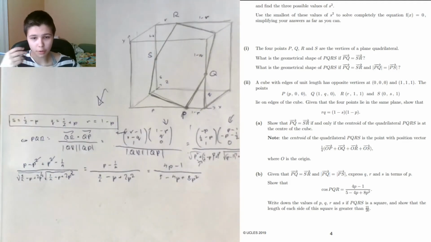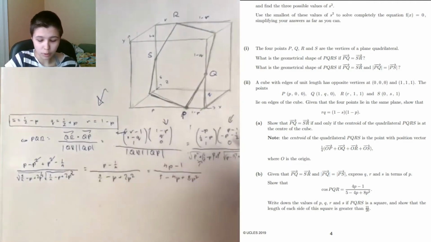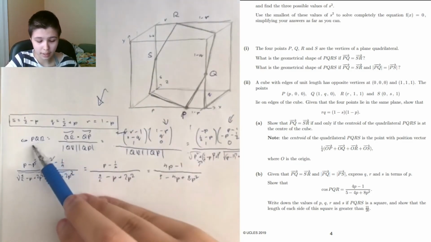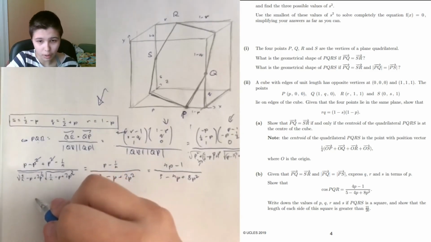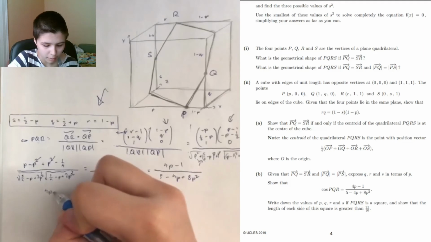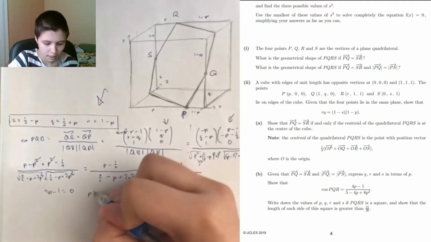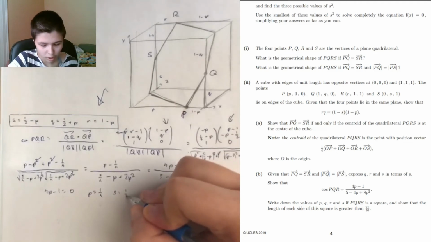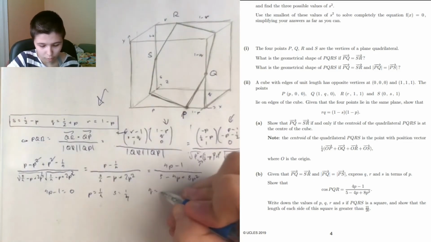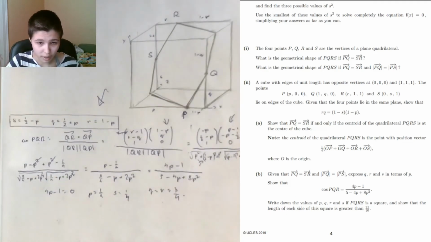Next, for the values of P, Q, R, and S, if PQRS is a square, then PQ is perpendicular to QR, so the cosine of PQR is going to be 0, so 4P minus 1 is equal to 0, so P is equal to a quarter, and plugging this in we get S is equal to a quarter also, and then Q equals R equals 3 quarters. And write down the length of the side of the cube.